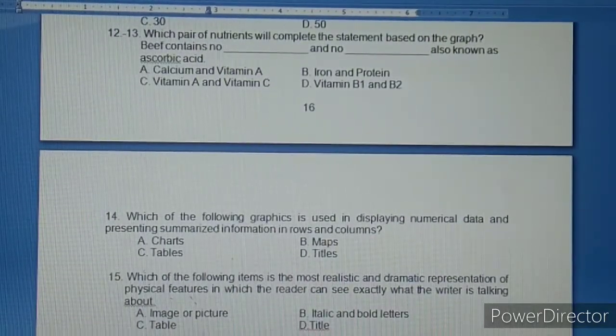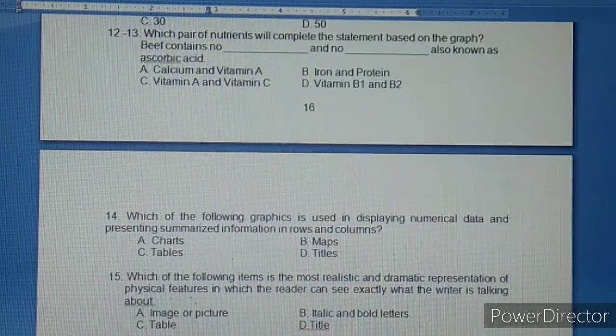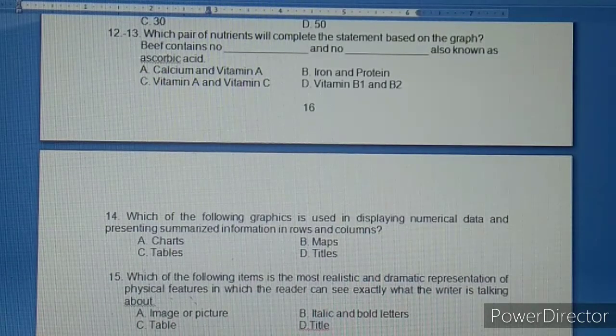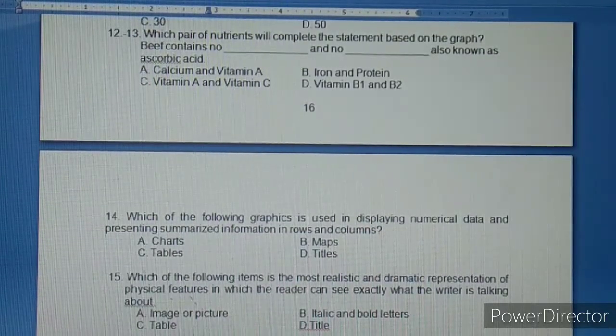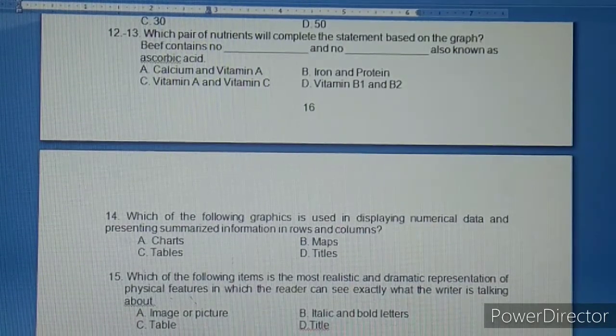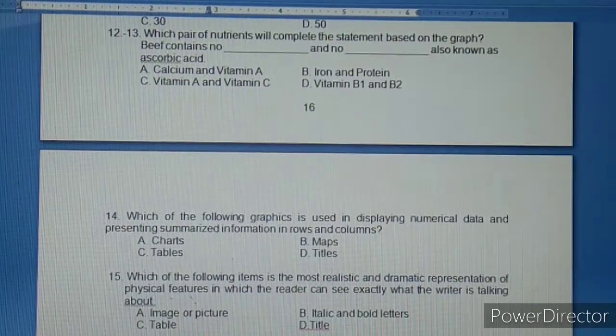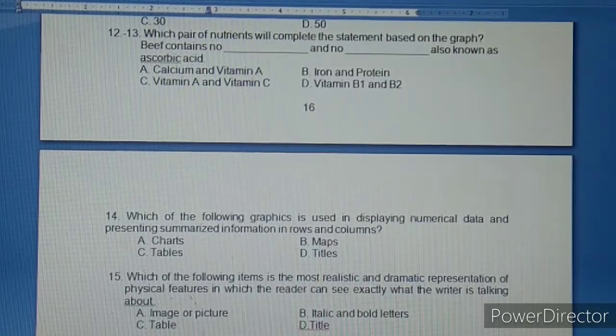Number 12 to 13. Which pair of nutrients will complete the statement based on the graph? Beef contains no blank and no blank, also known as ascorbic acid. A. Calcium and vitamin E. B. Iron and protein. C. Vitamin A and vitamin C. Or D. Vitamin B1 and vitamin B2.